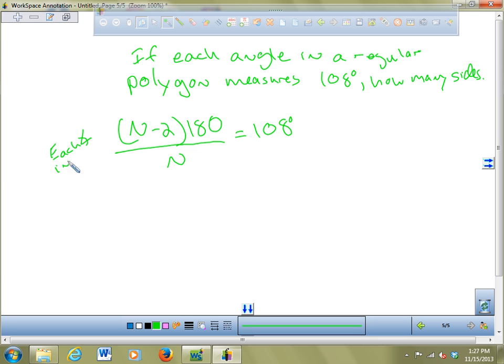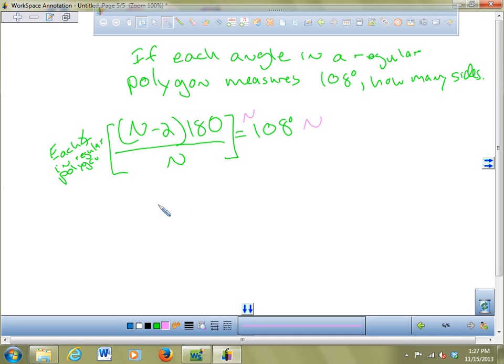I don't really have one like this on your conjecture sheet, but it's a good one to know. Each angle in a regular polygon. Meaning if all the angles and all the sides are the same, then I could use this formula for finding each angle. So how do I solve that formula? You multiply each side by n. You want to get rid of the n, so I'm going to multiply this side by n and this side by n.